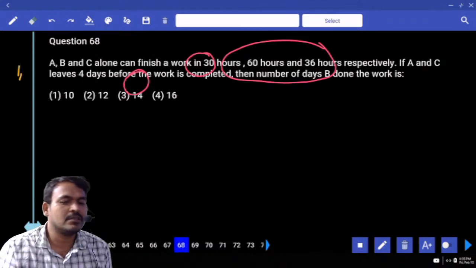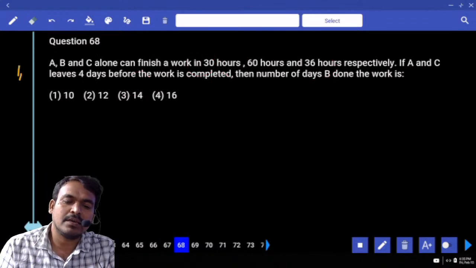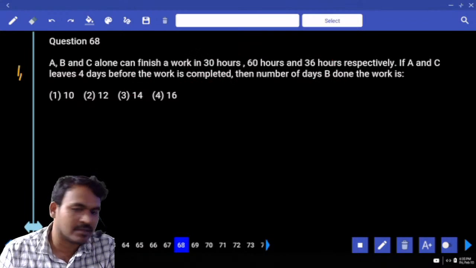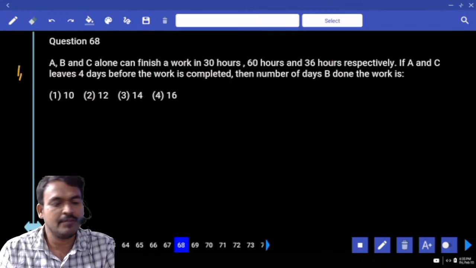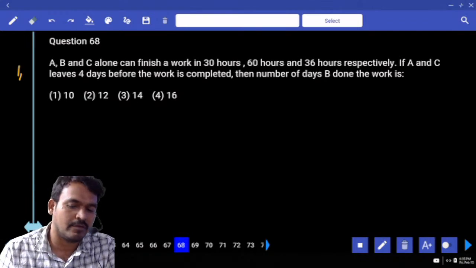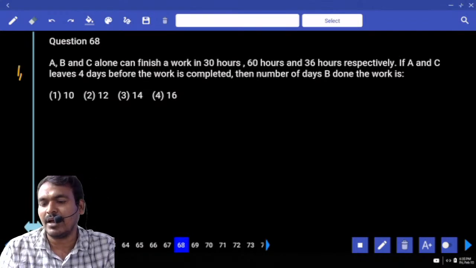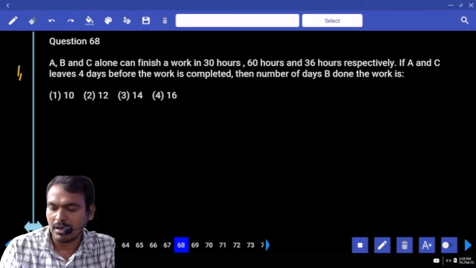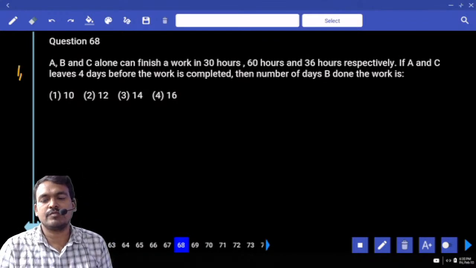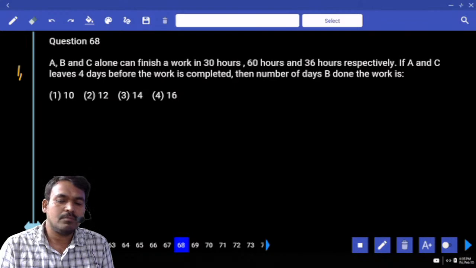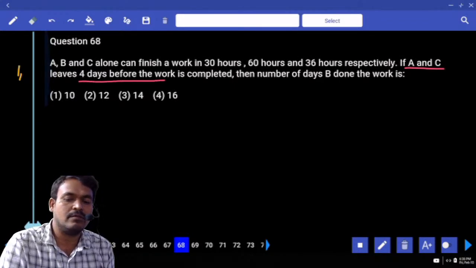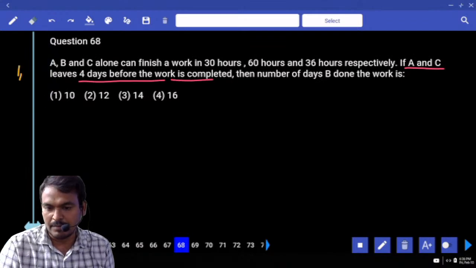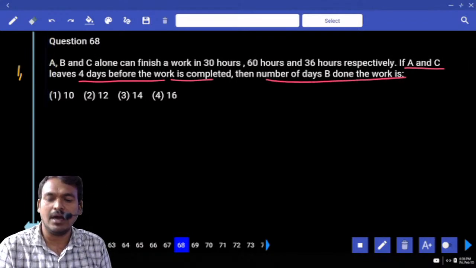Next question number 68. A, B, C alone can finish a work in how many hours? 30 hours, 60 hours and 36 hours. If A and C leave 4 days before the work is completed, then the number of days to complete the work? From starting to ending, which one is working? B is working, or not? A and C leave 4 days before the work is completed. Then the number of days to do the work.